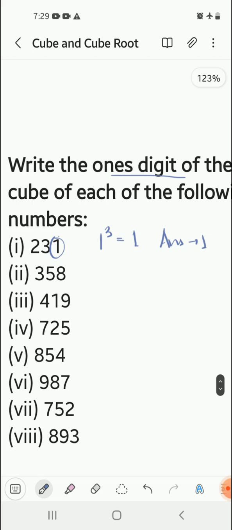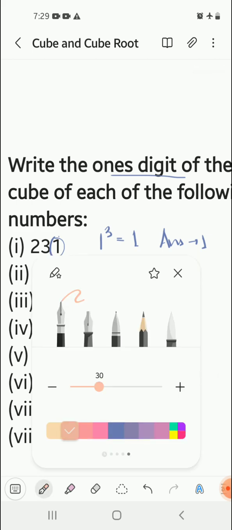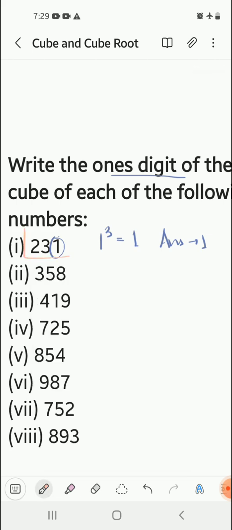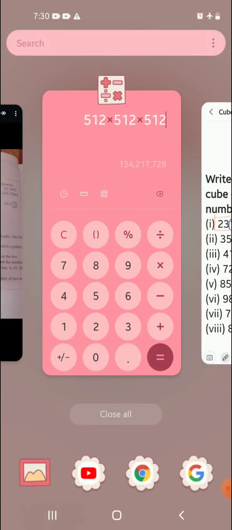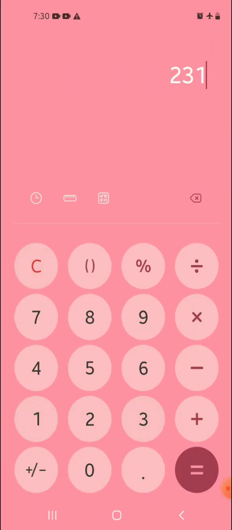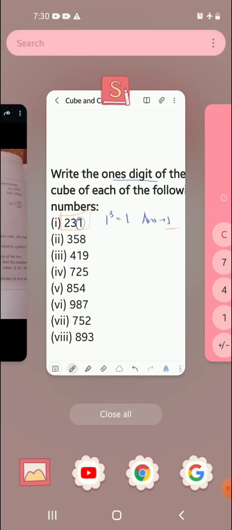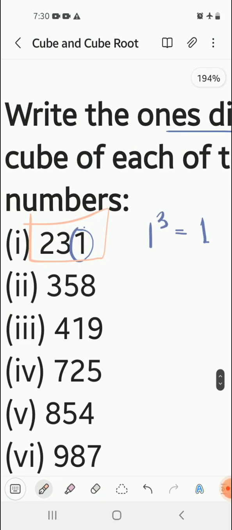Like see, 231 is the number given to us. Now if you find the cube of 231, you'll see that there is 1 in its units place. Let's check. 231 into 231 into 231. See, we've got 1 at the end. 12, 329, 326, 391. So 1 at the units place. Similarly, we are going to do the next sum.